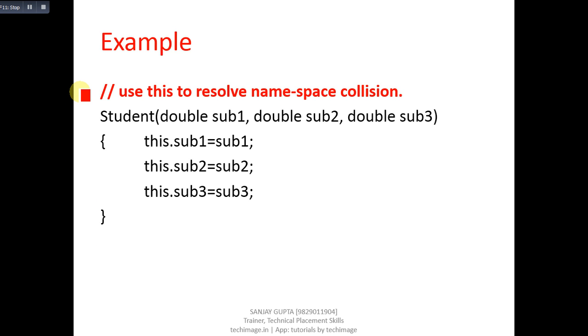Sub1, sub2 and sub3 are local variables, and this dot sub1, this dot sub2 and this dot sub3, these variables are instance variables. So if we are mentioning a variable with this keyword, then it belongs to that particular class and they become instance variables. If we use variables without this, then they are known as local variables. So friends, you can easily distinguish instance variables from local variables with the help of this keyword.